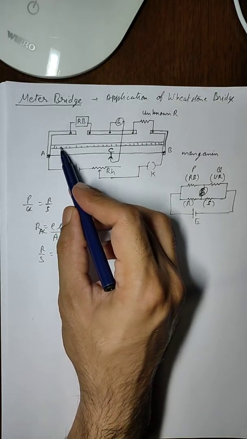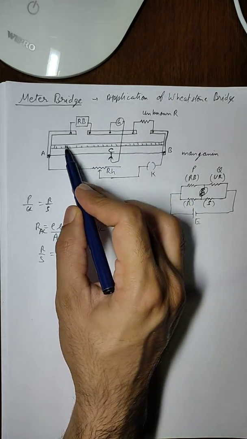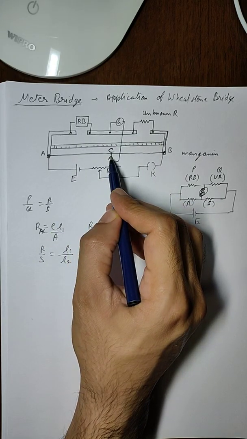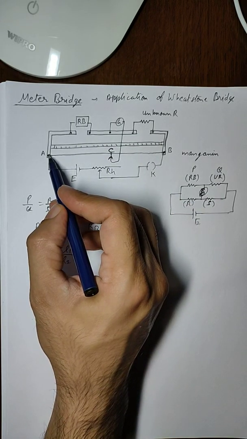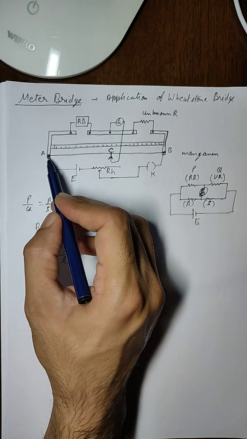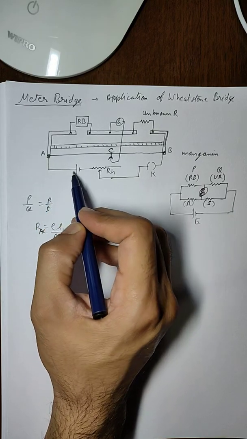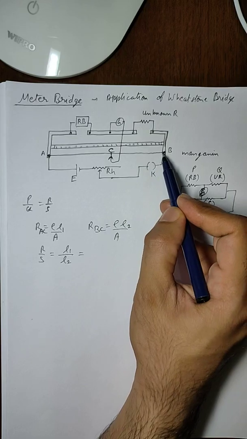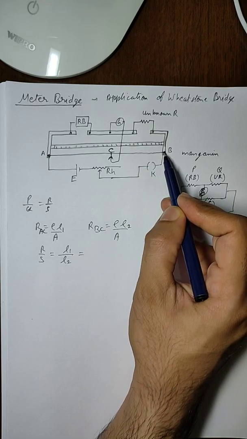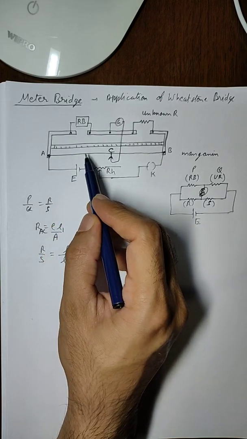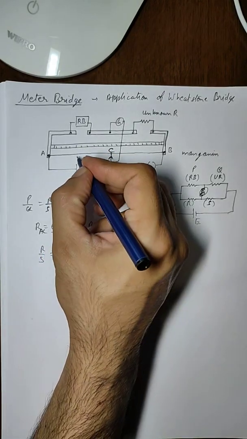Now there is a scale which is attached here. This is a 1 meter long scale, and if the balancing point is here, we start measuring the length. 0 is at the side of A. We start measuring the length from A where the positive terminal of the battery is connected. If you connect the positive terminal at B, then we will start measuring the length from B. 0 will be at B. Now here 0 is at A, so we'll find the length, and let us say that this balancing length is L.